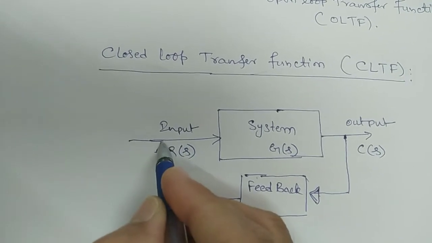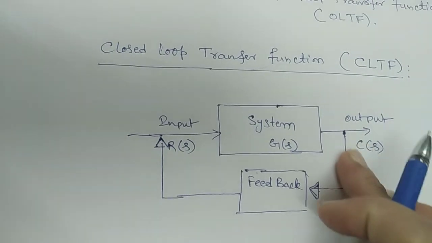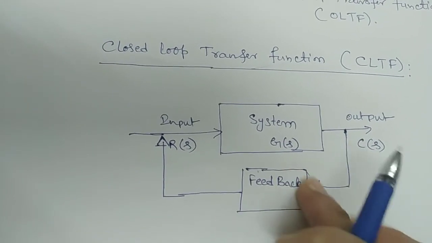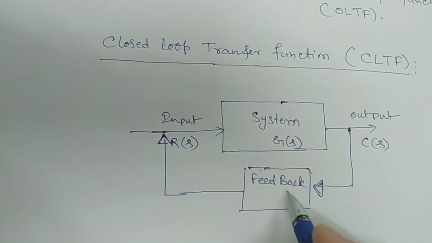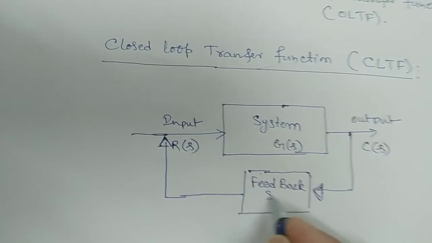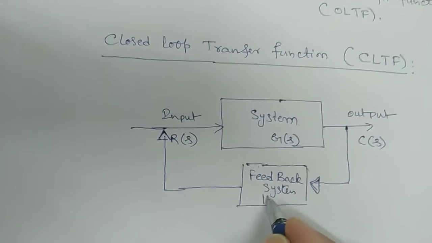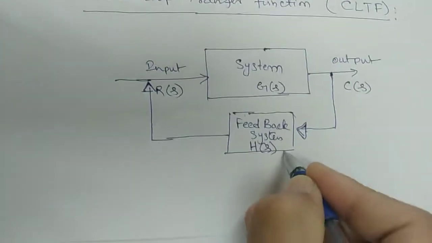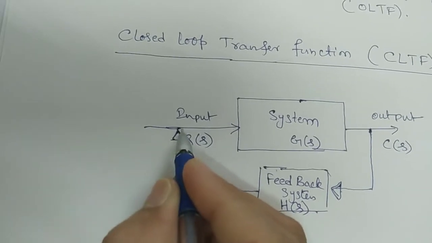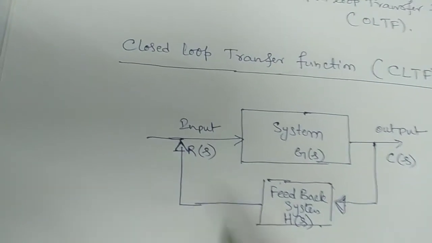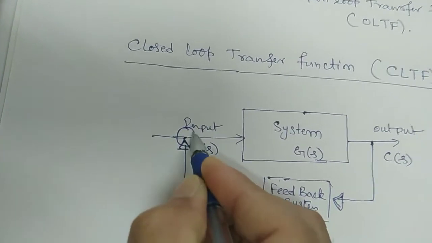This is the point where you are feeding the part of output through the feedback network to the input. Therefore this is the feedback system. It also has some gain. That gain is normally represented as H of s. Here you can represent a summer, called a summing point.